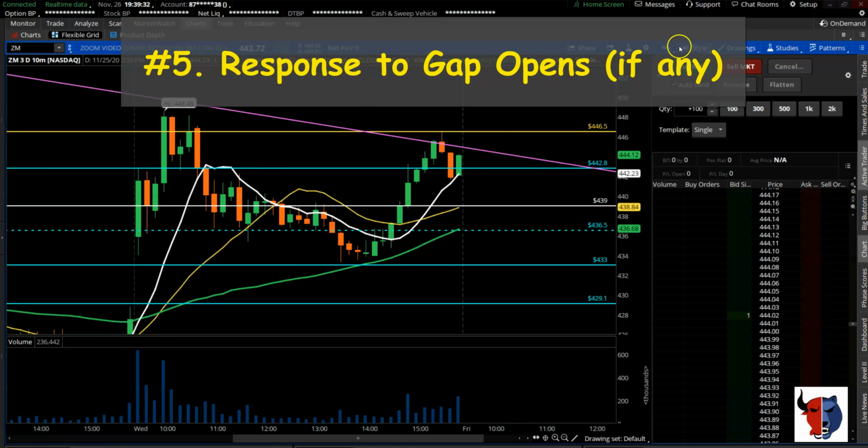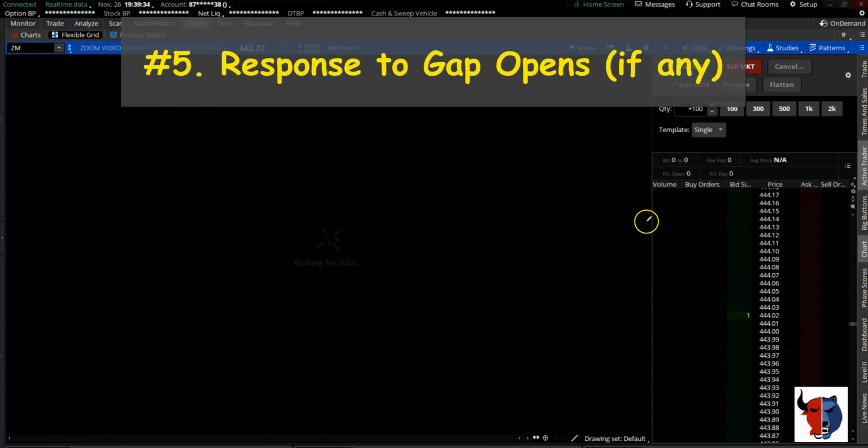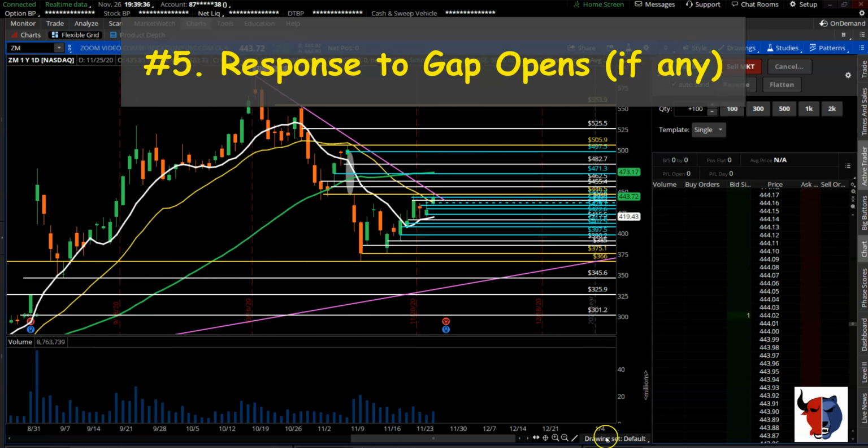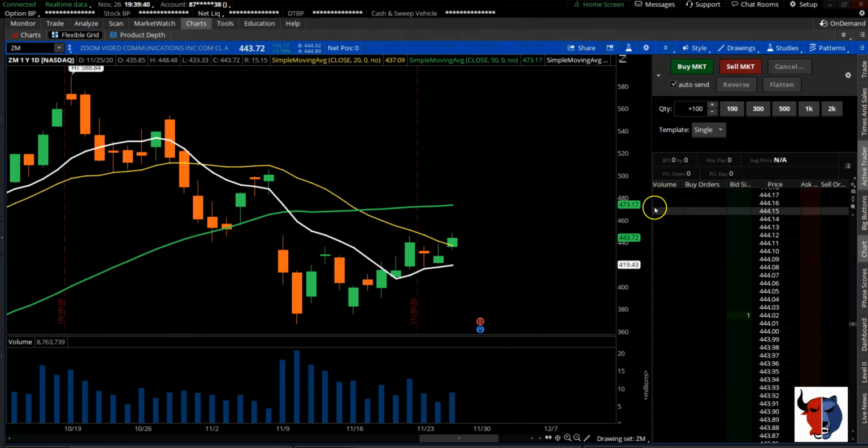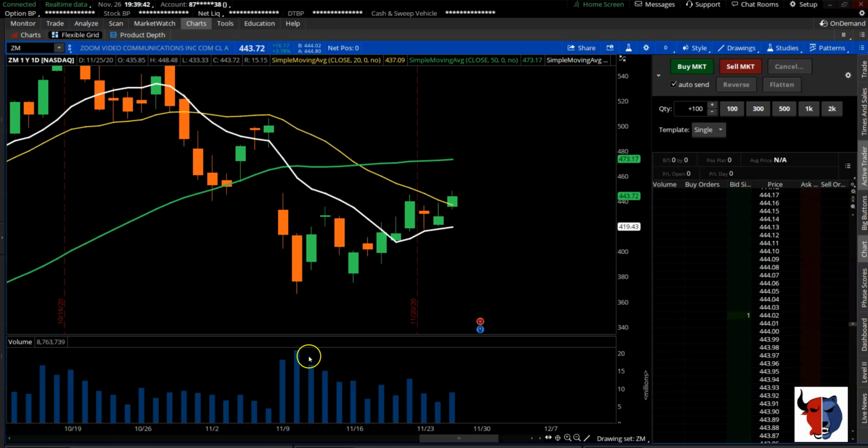Number five, response to gap opens, if any. Gaps are a part of trading, and we see that quite often, right? Basically, gaps are the difference in price from where it closed the prior day and where it opens on any current day. And of course, you will observe these on a daily chart view when you are viewing the stock on a daily time frame.